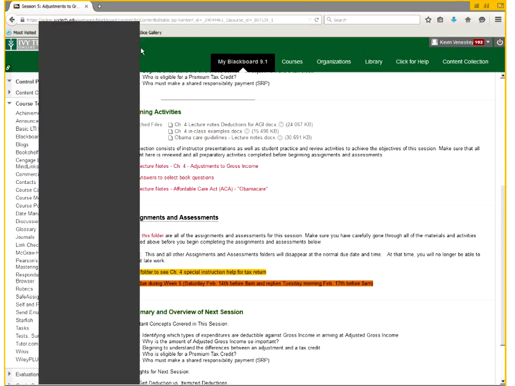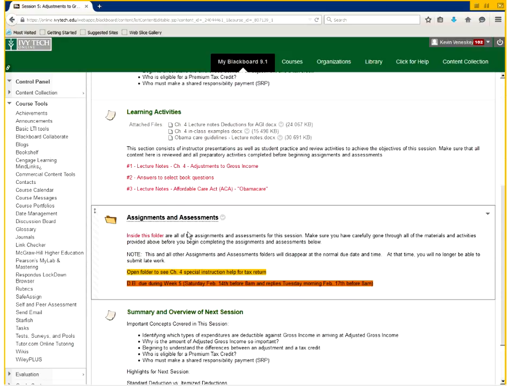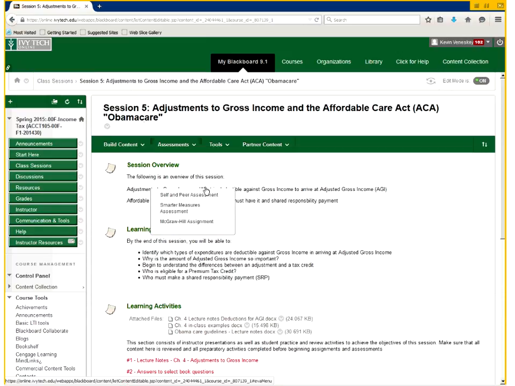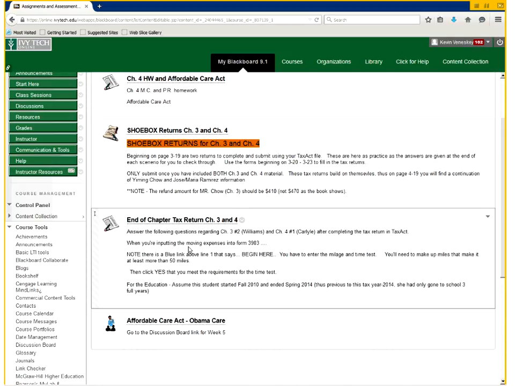The first thing, though, I wanted to draw your attention to this week is when you're doing the tax returns. I'm going to have you submit your answers a little differently than normal. I'm going to have you prepare the Chapter 3 and Chapter 4 tax returns like normal, except you're not going to submit them. Right now I'm in the class sessions for session 5, and I go down here to the assignments.